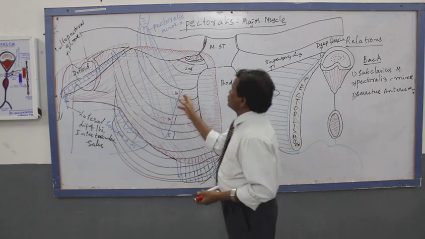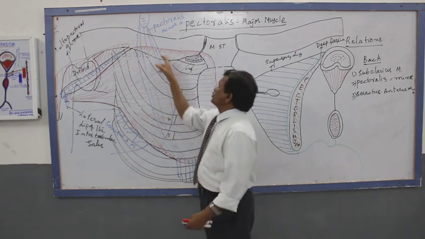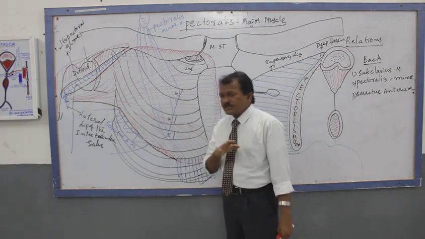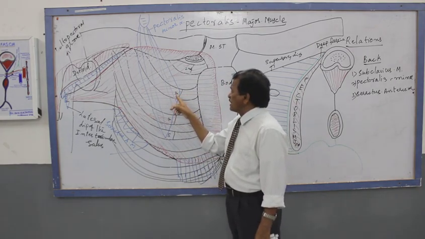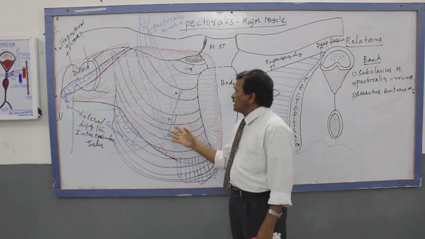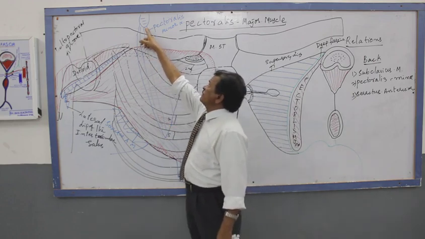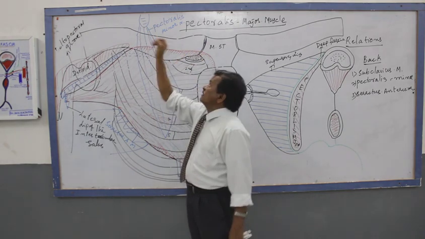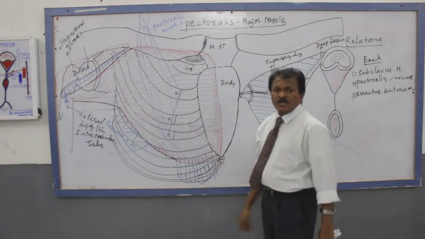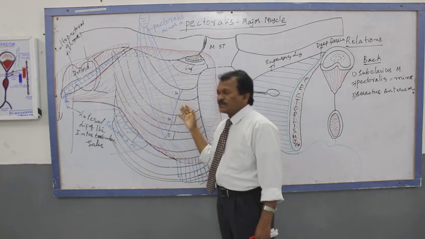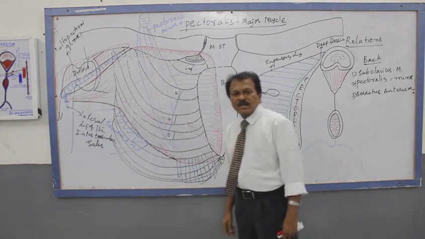This one is triangular in shape. It is called the pectoralis minor. The pectoralis minor muscle arises from the outer surface of the third, fourth, and fifth ribs, and the muscle fibers ascend upwards and are inserted into the coracoid process of the scapula. It lies immediately behind the pectoralis major muscle.